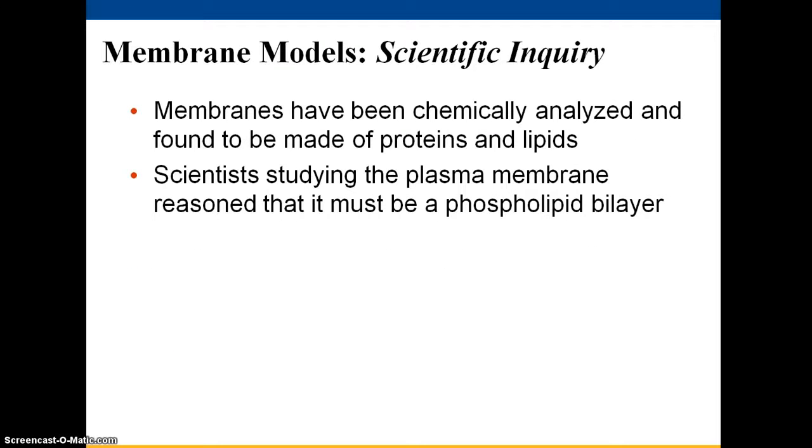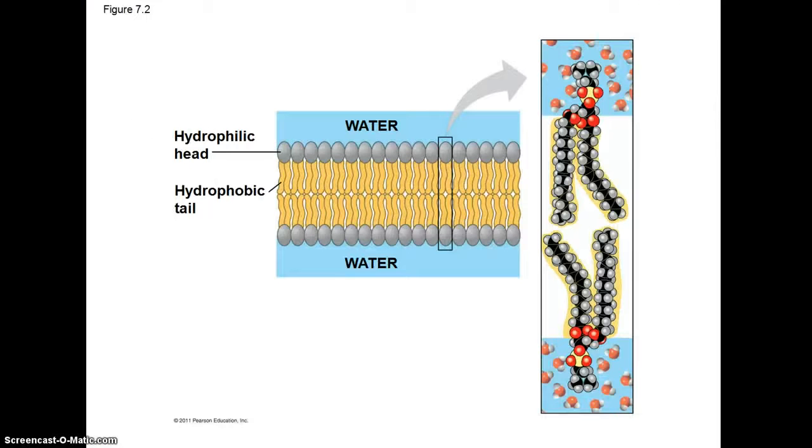Membranes weren't actually seen by electron microscopes until the 1950s, but chemical analysis back in 1915 showed that membranes are made of proteins and lipids. Scientists studying the membrane reasoned that it must be a phospholipid bilayer. We can see a model of the phospholipid bilayer in this diagram, reminding us again of the amphipathic nature of phospholipids, seeing both the hydrophilic heads along with the hydrophobic tails.